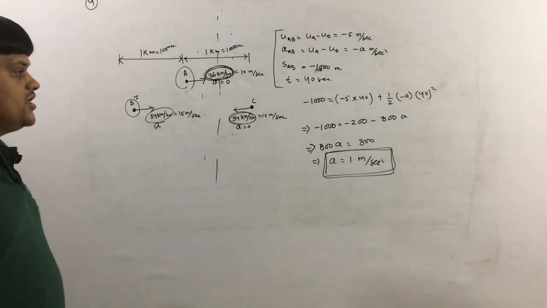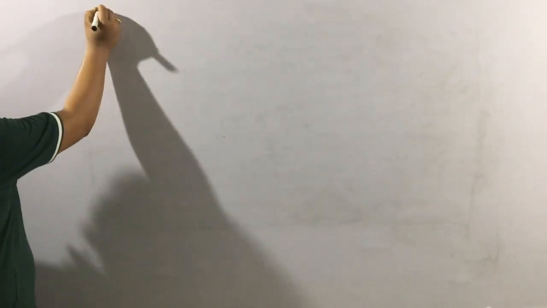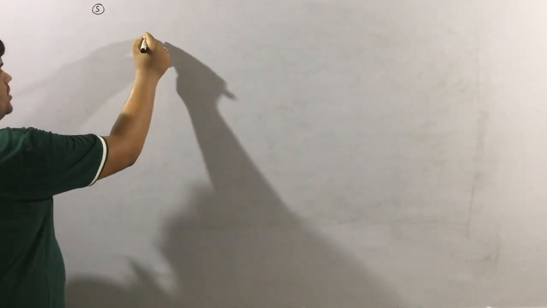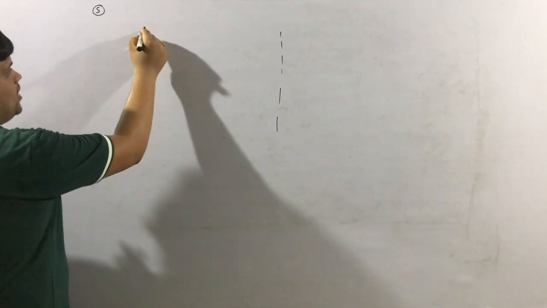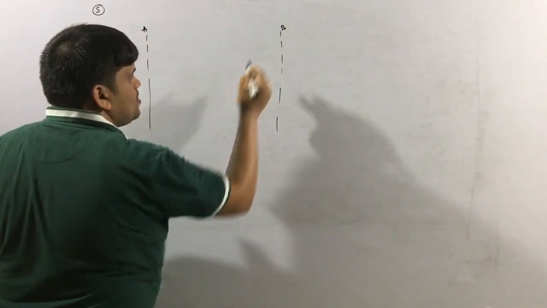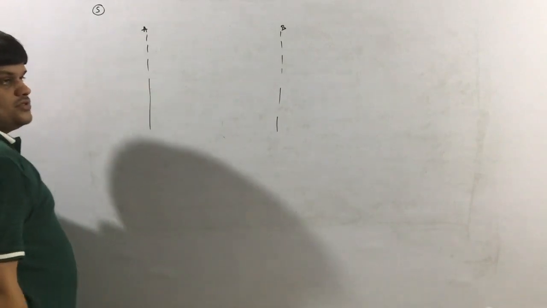Now, let us come to the next question. This is question number 5. Here it is given that there are two towns, A and town B, and they are connected with regular bus service.